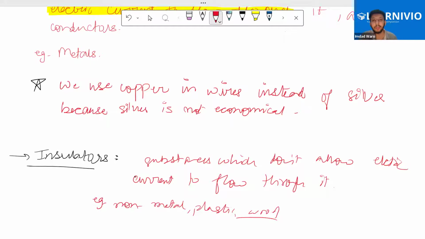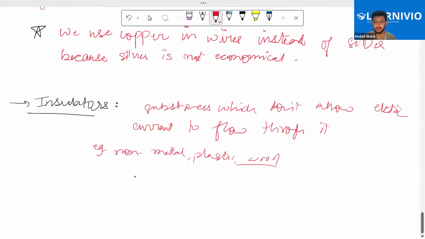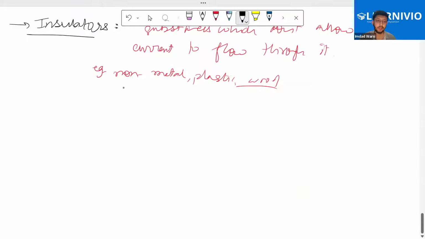Now we talked about something which allows electric current to flow through it and something which does not. It basically depends on the presence of free electrons. So the presence of free electrons is very important for a material to become a conductor or a non-conductor of electricity. Okay? There is one more term called semiconductor. Heard of this term? Put the heading semiconductor, and write the examples.